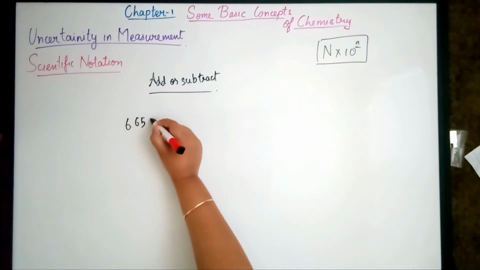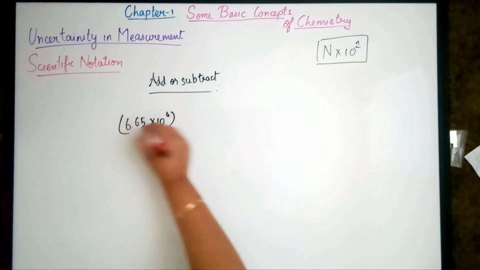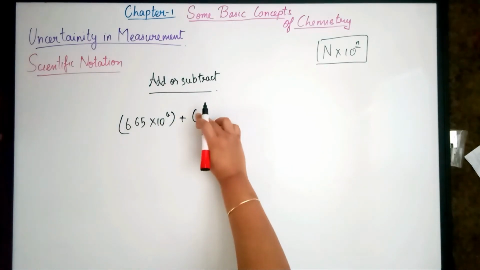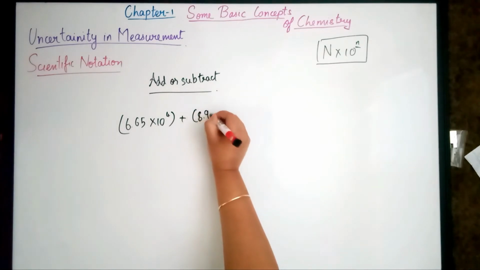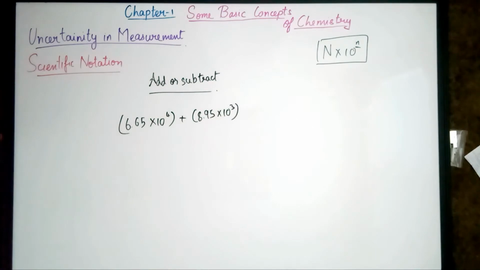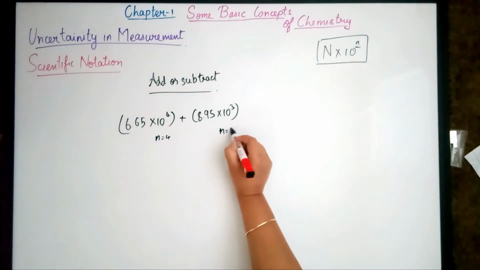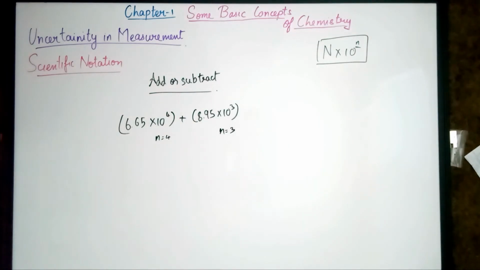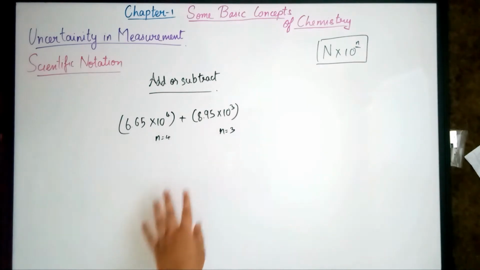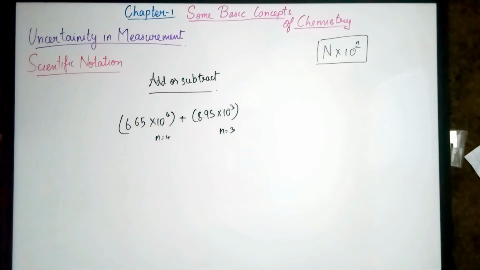6.65 into 10 to the power 4 plus 8.95 into 10 to the power 3. Now, here the value of n is 4 and here the value of n is 3. So, obviously, you cannot just say, okay, fine, let me just add 6.65 plus 8.95 and then add 10 to the power 4 plus 10 to the power 3. That would make things wrong.